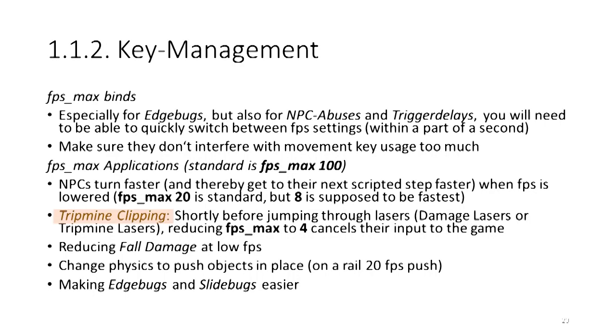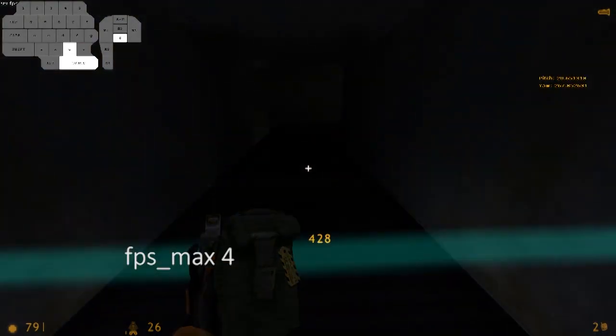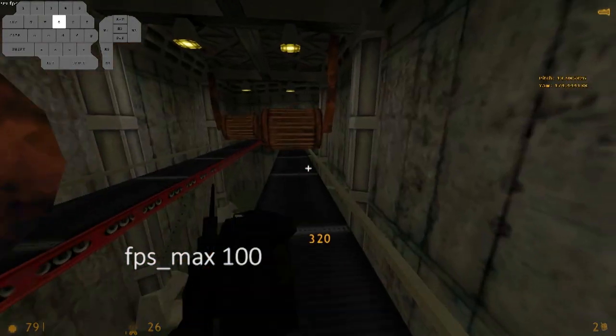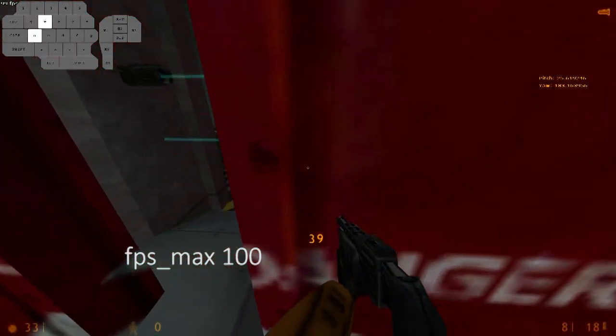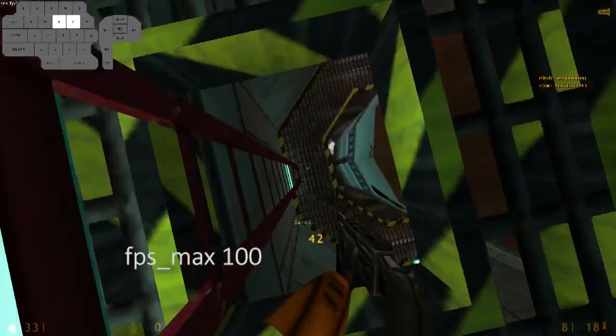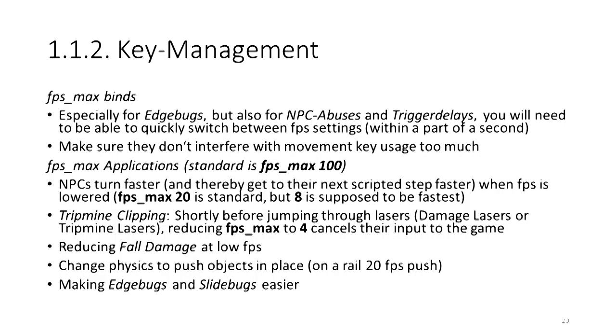Tripmine-Clipping works that way that shortly before you jump through a laser, might it be a trigger hurt laser or a tripmine laser, you can reduce FPS max to 4. This cancels the input of the laser in the game, and the game will not think that you actually touched it. You can reduce fall damage by lowering FPS.